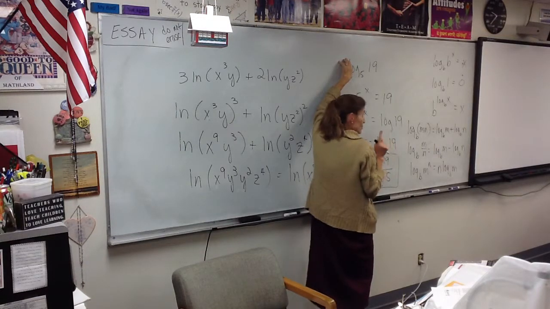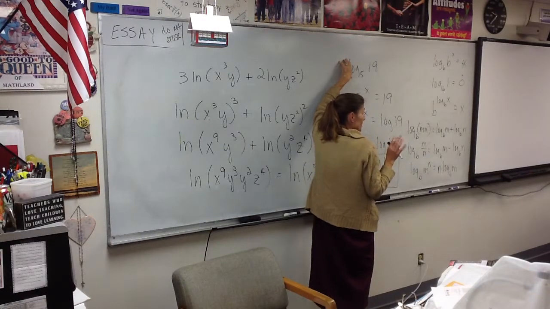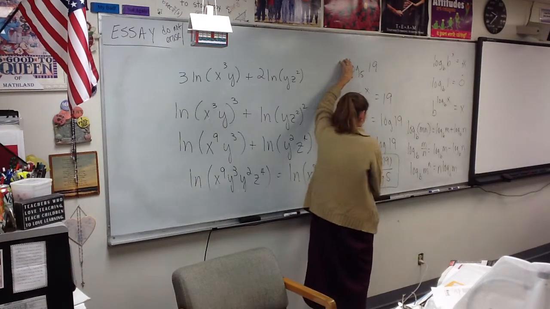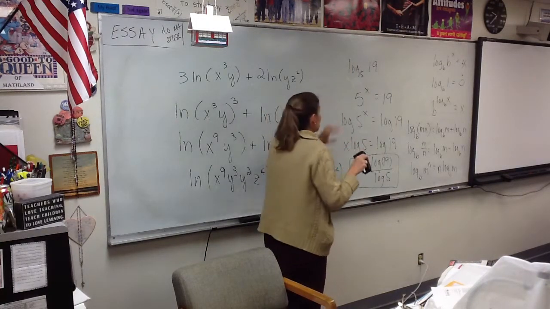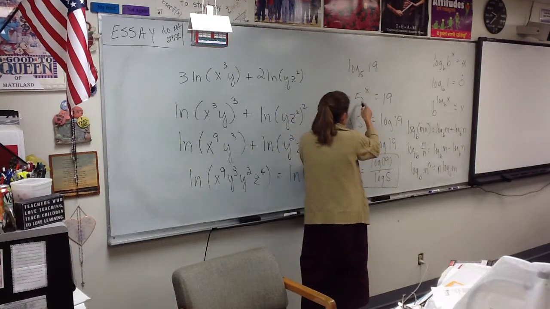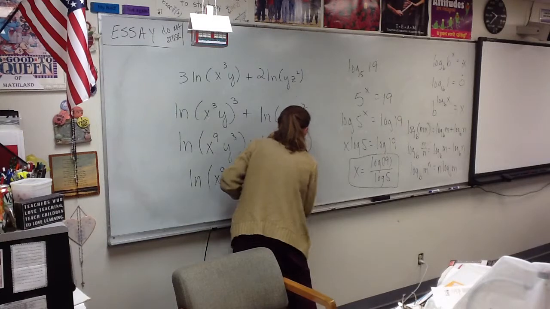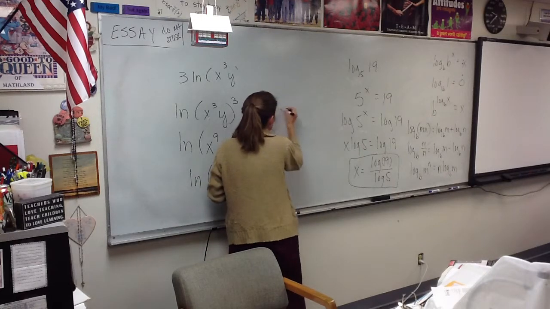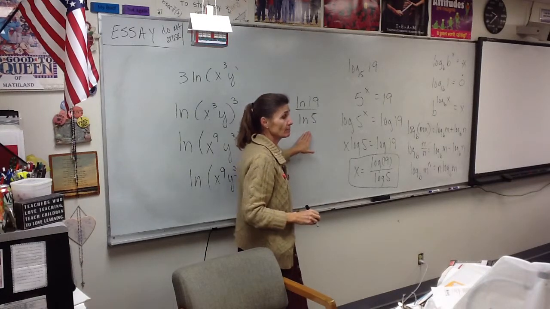Now, would everybody do that for me real quick? Would you type log 19 over log 5 and just get a decimal? You don't have to tell me what it is. Just get that decimal. Remember, you need to close the parentheses around the 19 before you hit divided by log 5. Okay, did everybody get a number for that? Okay, now, when I went to this step right here, I had this, 5 to the x equals 19. I took the log of both sides. What if I would have taken ln of both sides? If I would have taken ln of both sides, do you see that I would have ended up with ln 19 over ln 5? Type that in on your calculator.